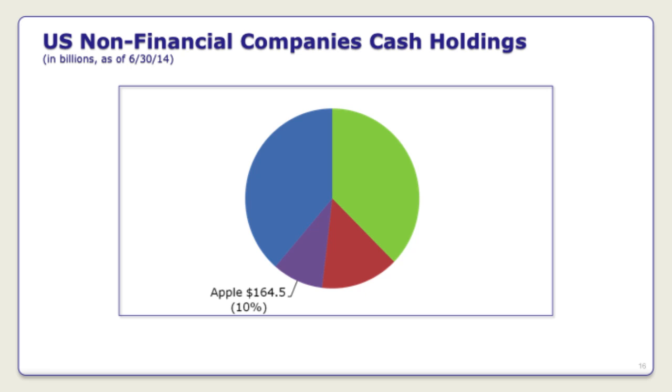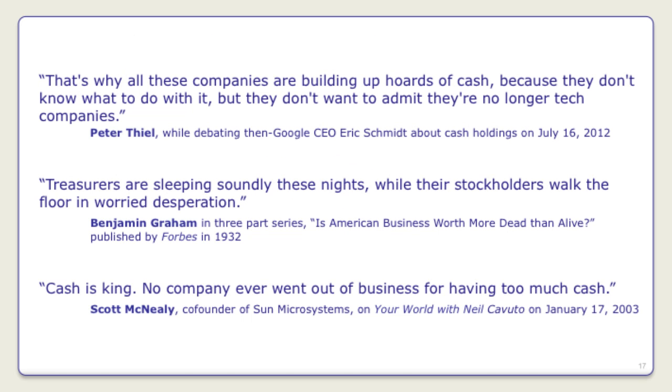There is a vocal debate about how much cash these companies should hold and how to best utilize whatever amount is excess cash. Peter Thiel summarizes the challenge well when he observes that's why all these companies are building up hoards of cash, because they don't know what to do with it. But they don't want to admit they're no longer tech companies. But these concerns are nothing new and form the basis, truthfully, of modern agency theory.